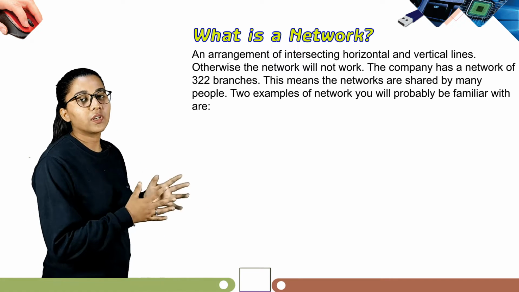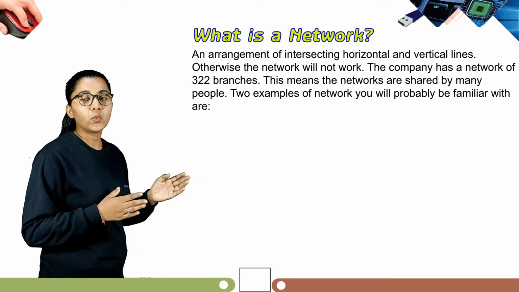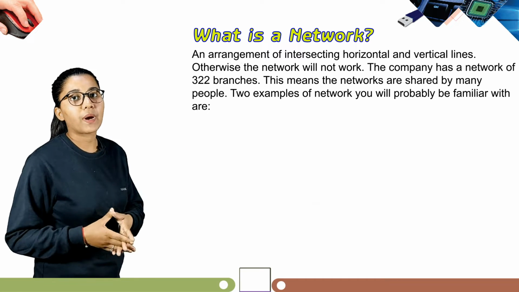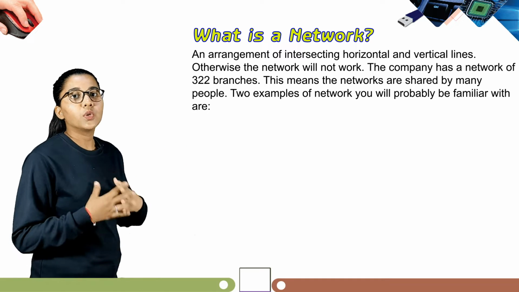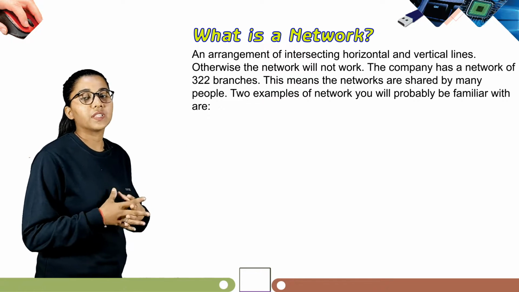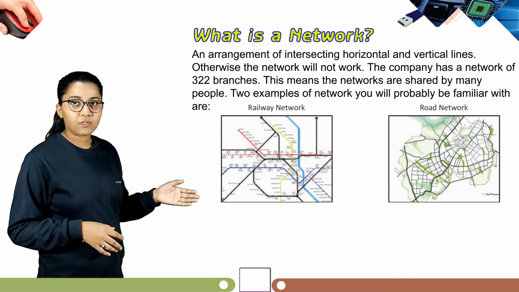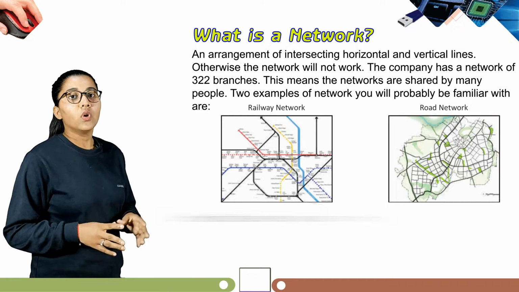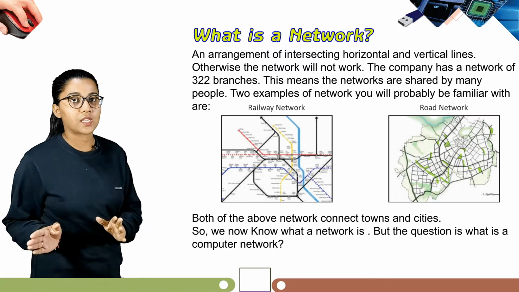Otherwise, the network will not work. The company has network of 322 branches. This means the network are shared by many people. Two examples of network you will probably be familiar with are, the first one is railway network and the second one is road network. Now, both of the above network connect towns and cities.